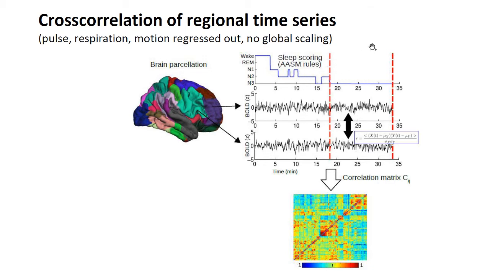And we just take a chunk of the data that corresponds to, for example, deep sleep, N3 sleep in this case, and we compute the correlation between BOLD signals between all regions of interest, and we have a correlation matrix. This is a standard type of analysis.